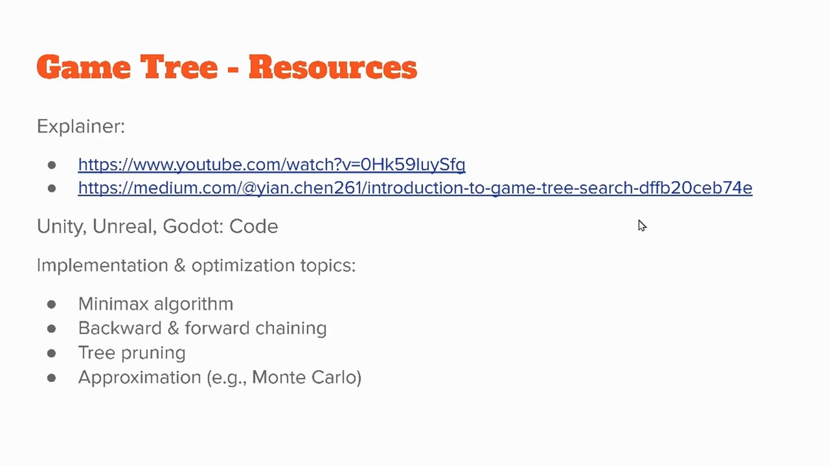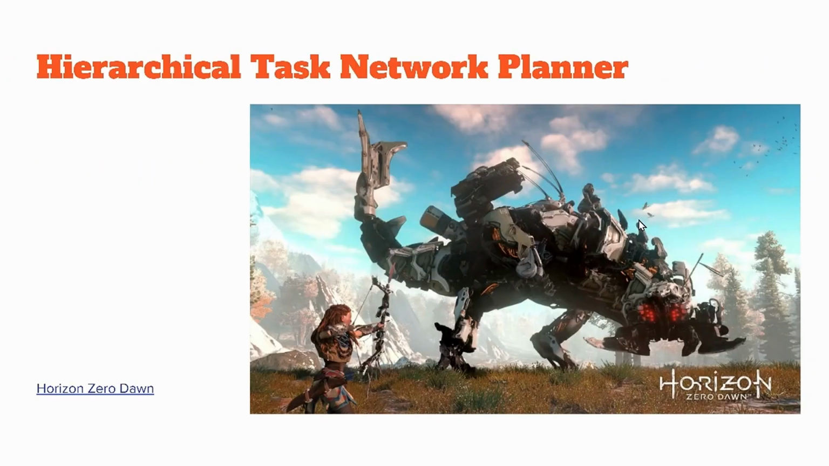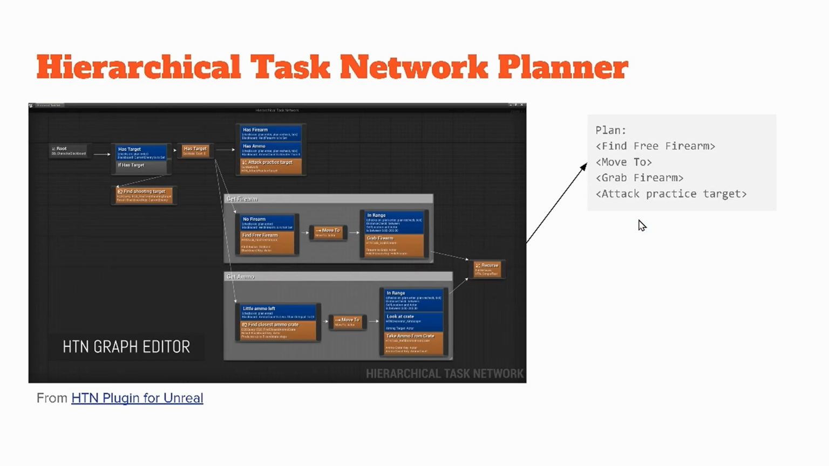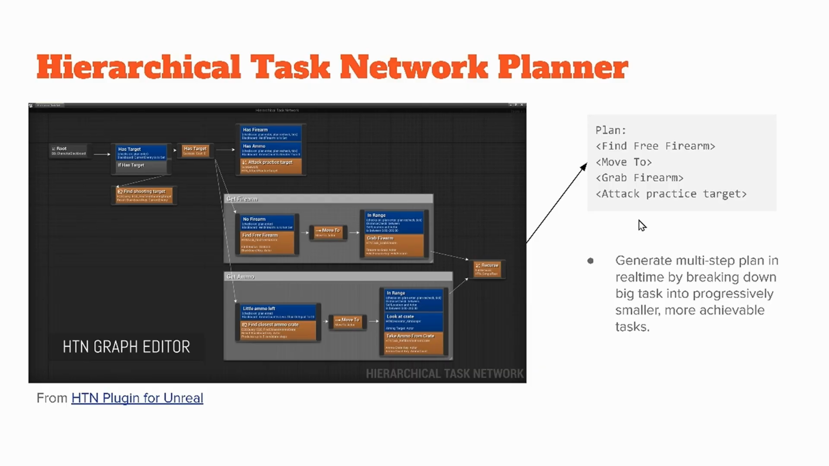So for AI that is not just reactive, but seems a little more proactive, we have hierarchical task network planners. These are famously used in Guerrilla games such as Transformers and Horizon Zero Dawn. Here's an example of a visual editing in Unreal. And so what this does is it generates a multi-step plan in real time, and it breaks this down into small steps, like locate a firearm, move to it, pick it up, and attack.